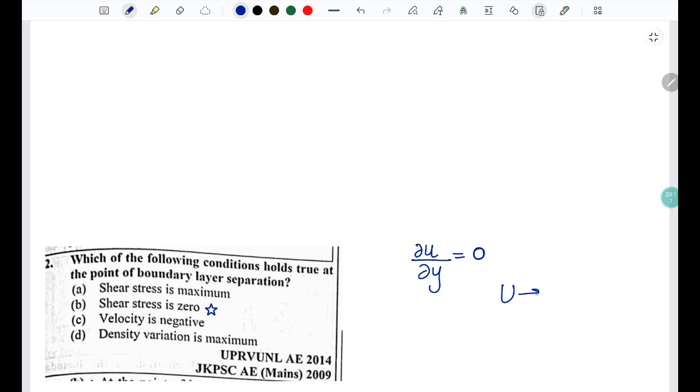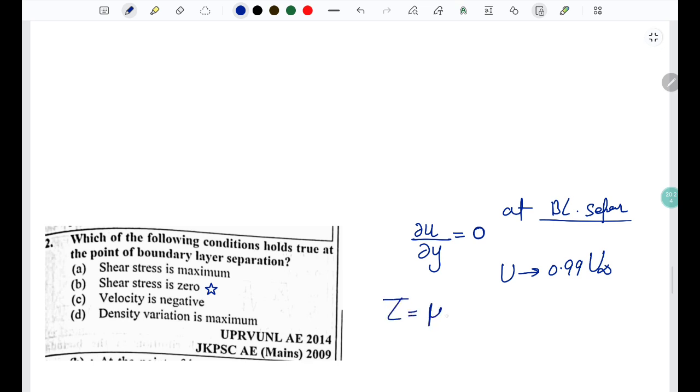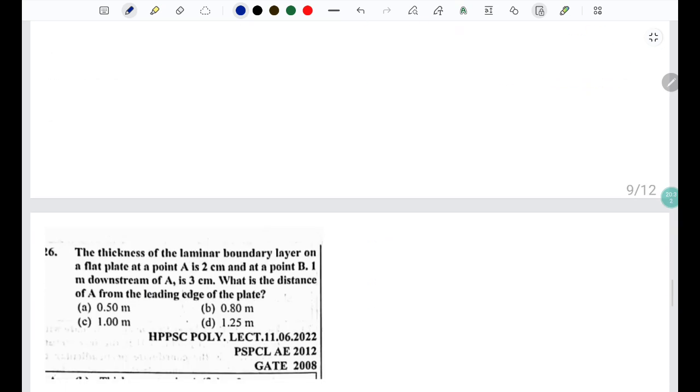because the velocity approaches 0.99 of the free stream velocity u. Hence at the point where the boundary layer separation occurs, we know that tau is mu du by dy. So when this term is 0, your shear stress will be 0, hence at the point of the boundary layer separation the shear stress is 0.